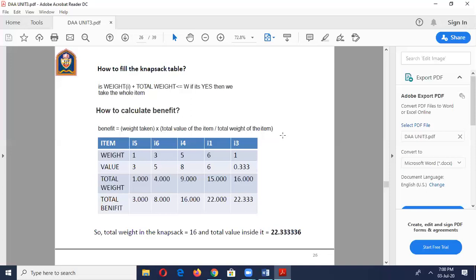Here the total weight of the knapsack we take from the last column, which is 16, the maximum, and the maximum value is 22.333. So the maximum weight of the knapsack is 16, and the total value inside it is 22.333. Next slide, sir.